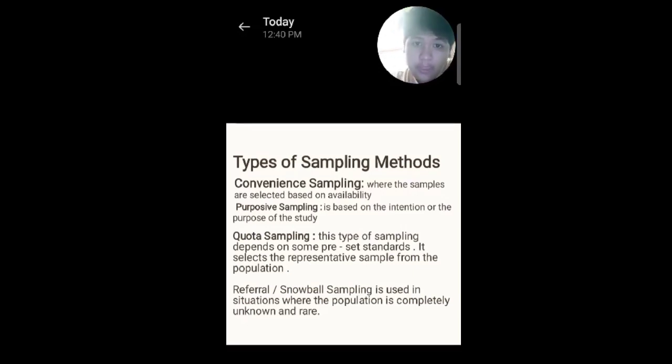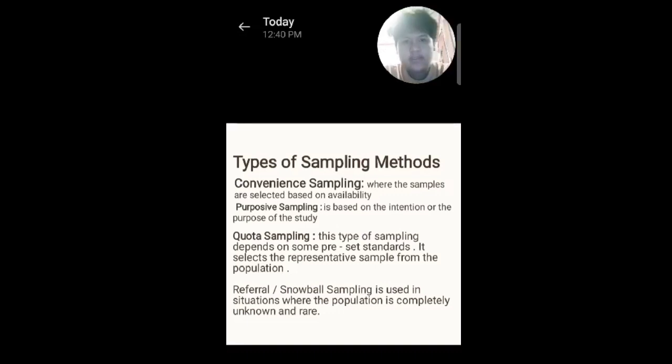Type convenience sampling, where the samples are selected based on availability. Ang convenience sampling nag-base ra gyud siya sa mga gipang pili kung kinsay available. So, that's convenience sampling. Purposive sampling is based on intention or the purpose of the study. Mag-base ra gyud siya kung unsa ang purpose sa inyong study or sa ilang study.